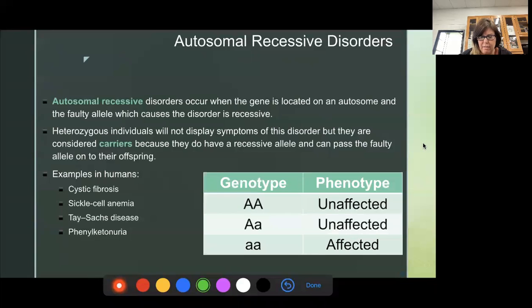And so again, they're normal. It's this individual, the homozygous recessive, that will show or display or express that faulty gene or mutation.